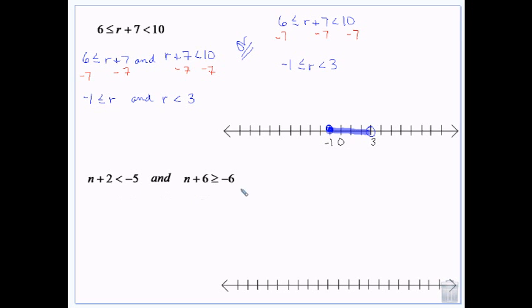We have another and that's separate, and see how these don't match? That's why you can't put them together. So we'll subtract 2 from this one, and I get n is less than -7. I'll subtract 6 from this one, and I get n is greater than or equal to -12. I say this is 0, I get 1, 2, 3, 4, 5, 6, 7, 8, 9, 10, 11, 12. I have an open circle on my -7, and less than shades that way. I have a closed circle on my -12, and greater than shades that way. So I'm shading in between.